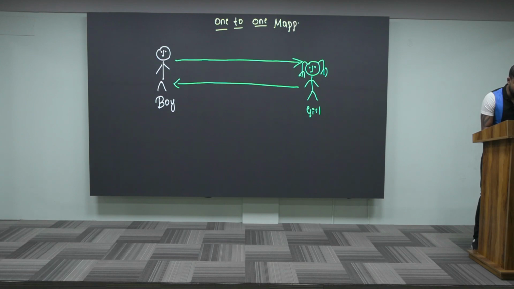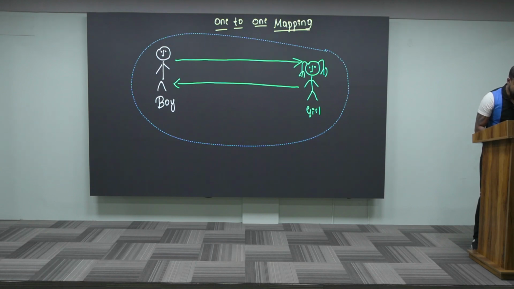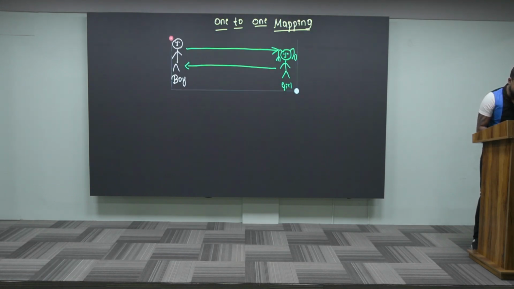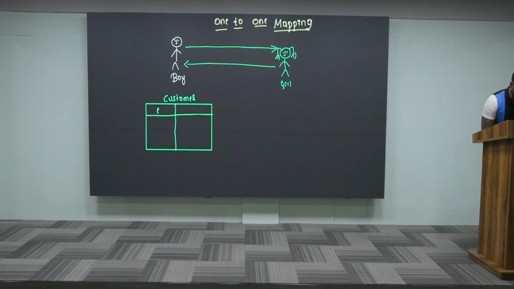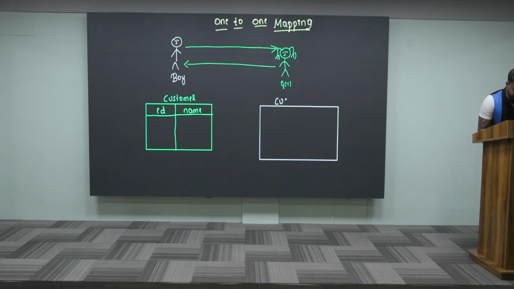Now if you ask me, what is one-to-one mapping with regard to your database or the tables? This is the analogy I have given. Let me take it and put it there. We have one table, and this table I will call customer. This customer has two things: ID and name. In the same way, you have one more table. Which table is this, sir? This table I call customer details, so I'll just write it as details like this. And you have all of these columns.